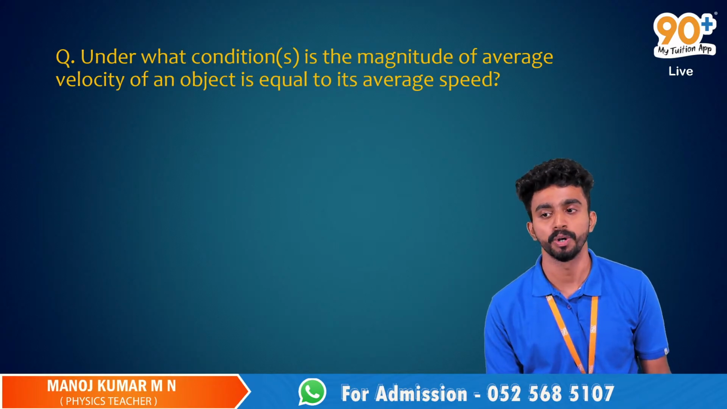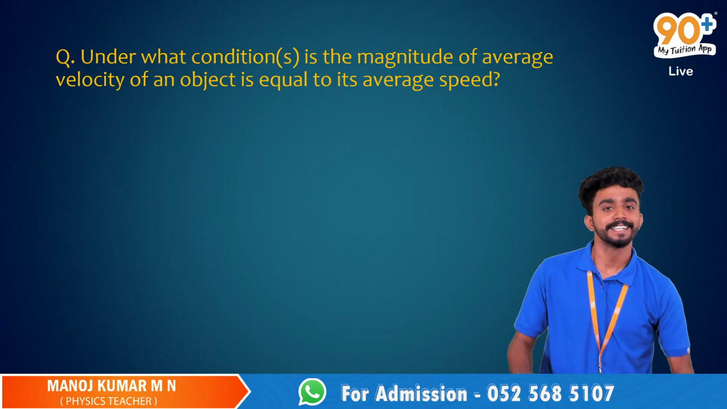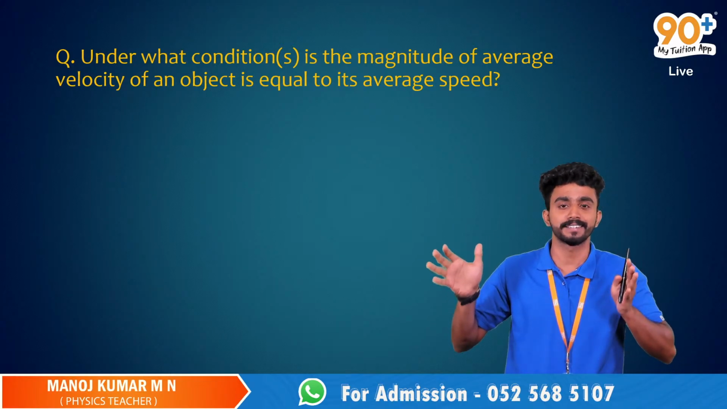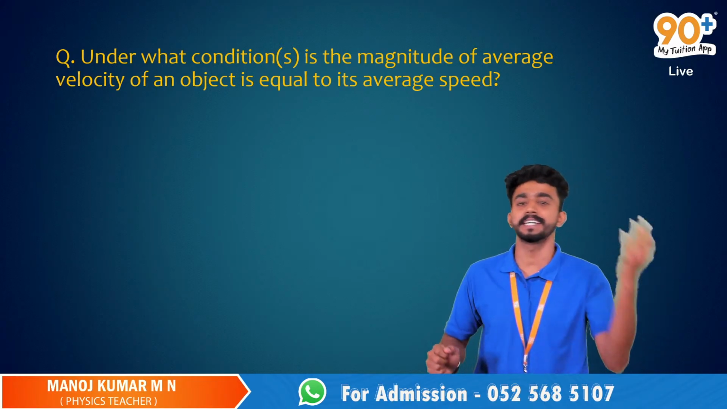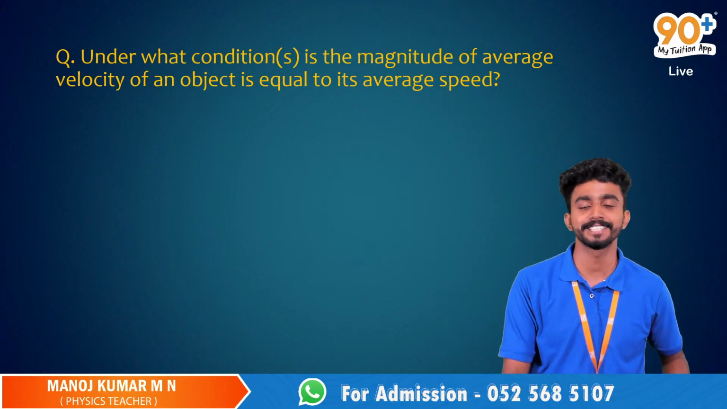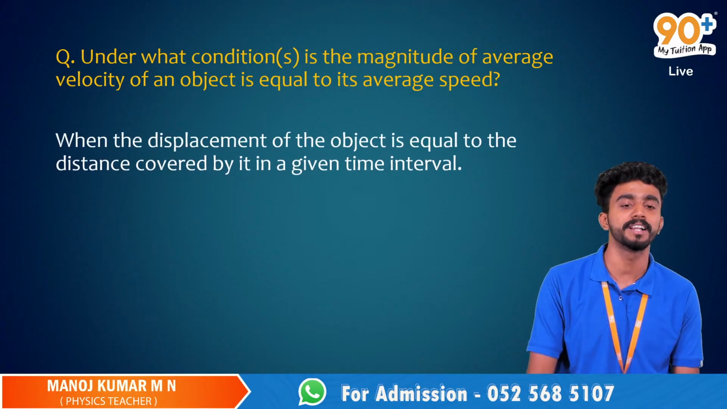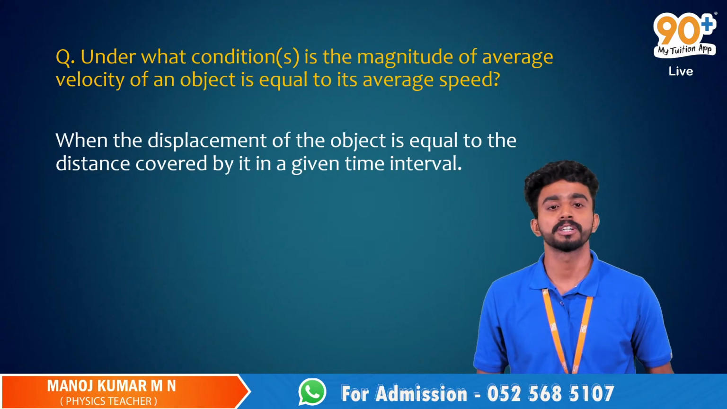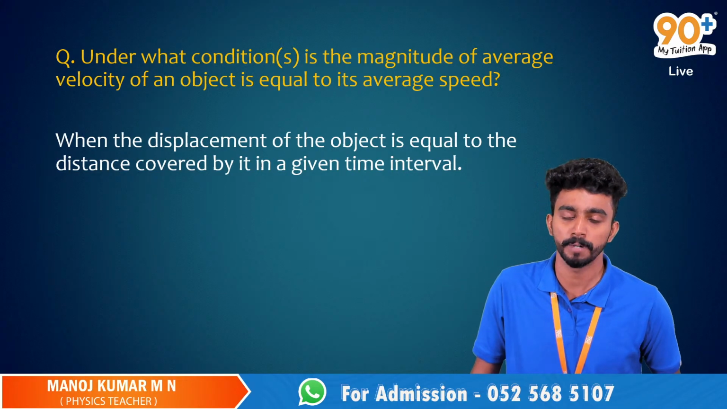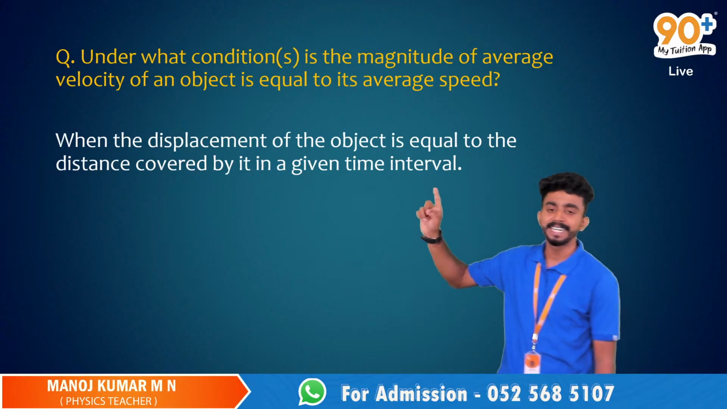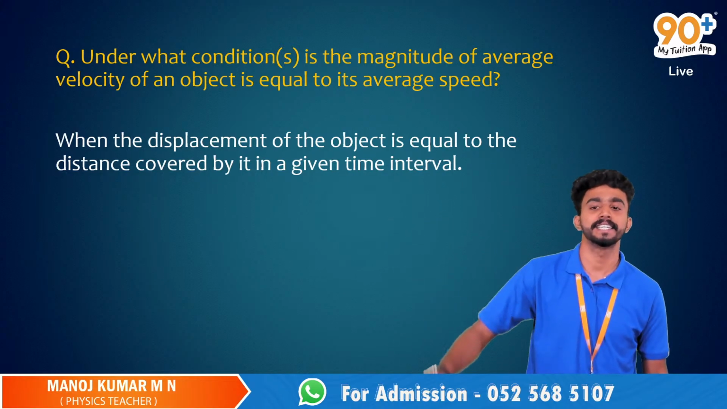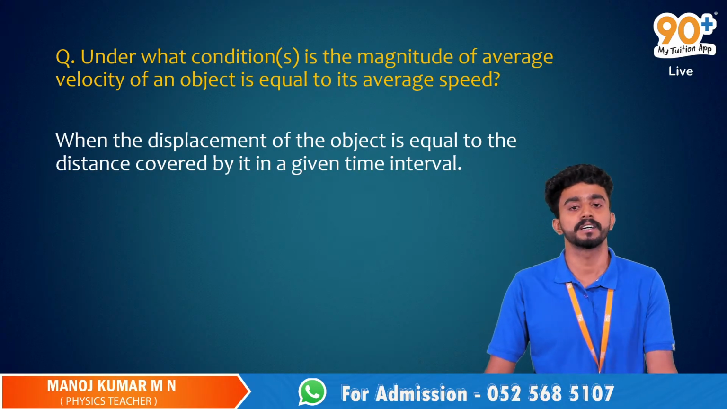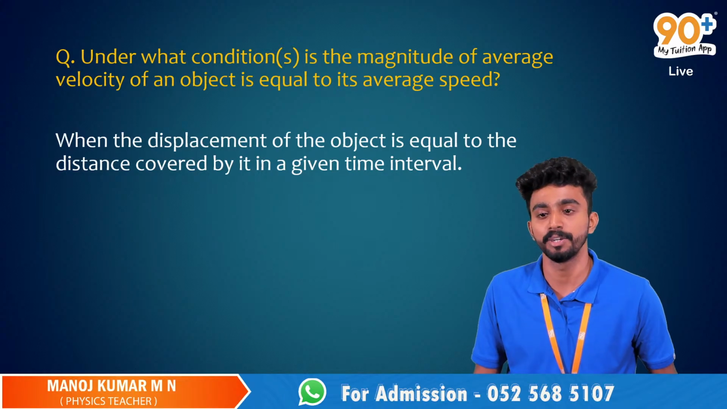be equal. Got it? So in certain cases, the shortest distance will be the actual distance value of the path length, right? So in certain cases, we don't have any different path length to measure. So the distance value and the displacement value will be equal. In that case, the magnitude or the measure of average velocity and the measure of average speed will be equal. So when the displacement of the object is equal to the distance covered by it in a given time interval, the magnitude of average velocity and the average speed will be equal.